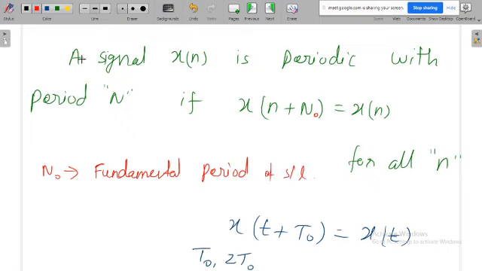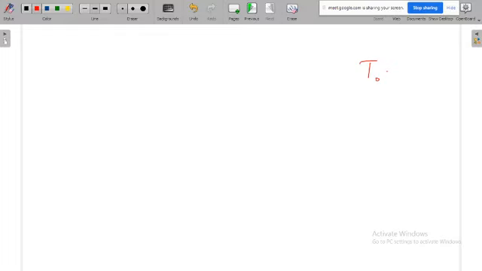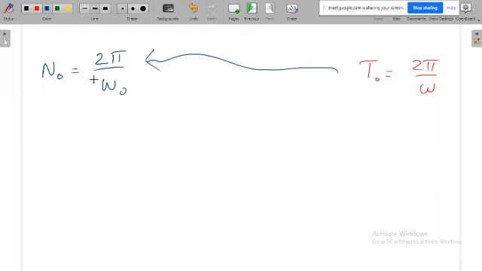Now again, in case of continuous signals, we have the formula t naught is equal to 2 pi by omega. Then what is the formula here? If you are using a sinusoidal signal, n naught is equal to 2 pi by omega naught. Again, this formula is not always valid. It is valid under certain conditions. So I can use this formula directly: instead of t I can put n naught, and omega naught will be there even in the discrete signal, which I can substitute here. I will get n naught. But it is not valid always.